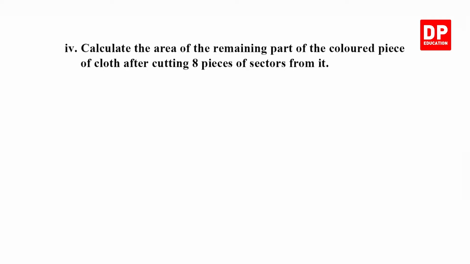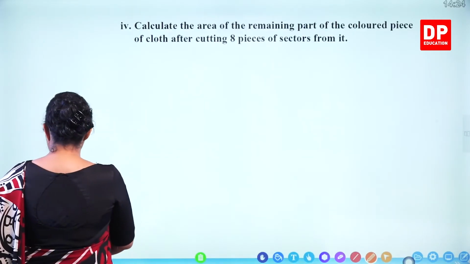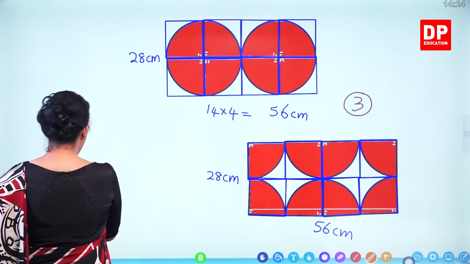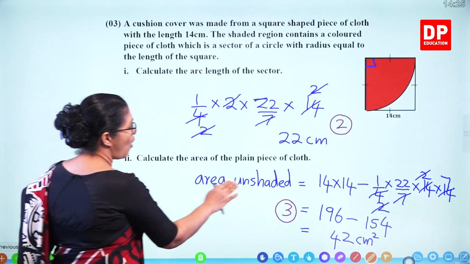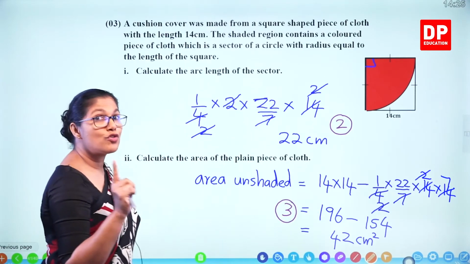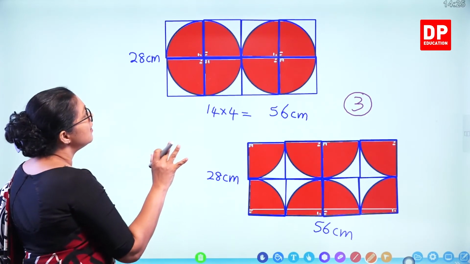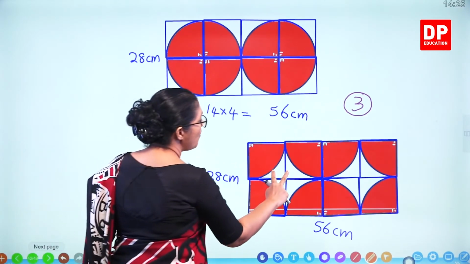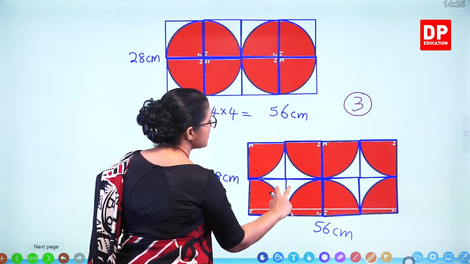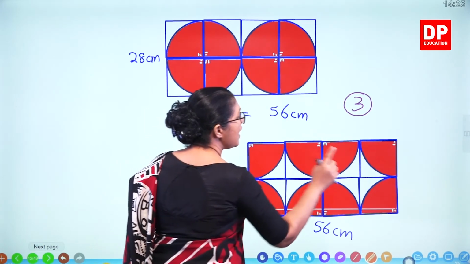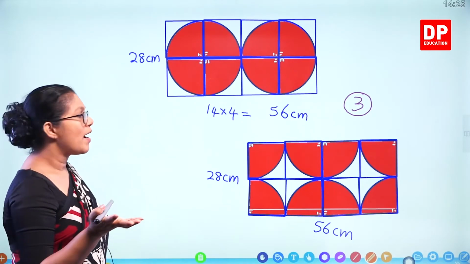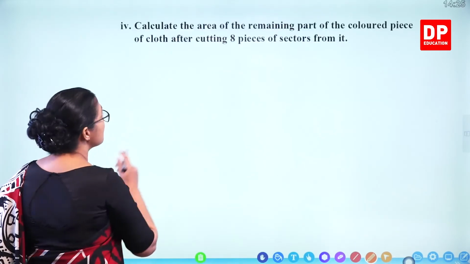Next one, calculate the area of the remaining part of the colored piece of cloth after cutting 8 pieces of sectors from it. So how we cut it? Now from the previous part, we found out unshaded part is 42 square centimeters. So when you cut pieces like that, how many parts are getting? 1, 2, 3, 4, 5, 6, 7, 8. 8, 42 parts are there. So that's the answer for this one.